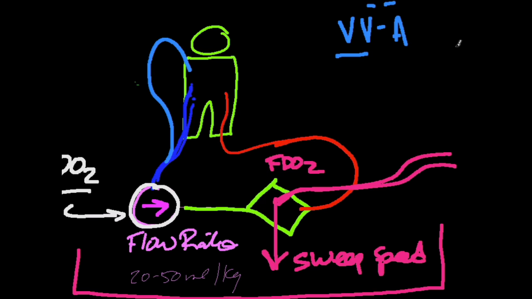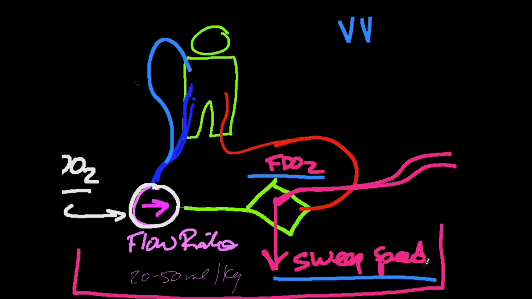Okay, moving on. So what would make you want to change your FDO2? Well, if you've got bad lungs, typically you're going to go for a high FDO2 of 100%. This is analogous to FiO2. Typically that would be on VV ECMO. For VA ECMO, typically we just set it at 100% and just give the body oxygen-rich blood.